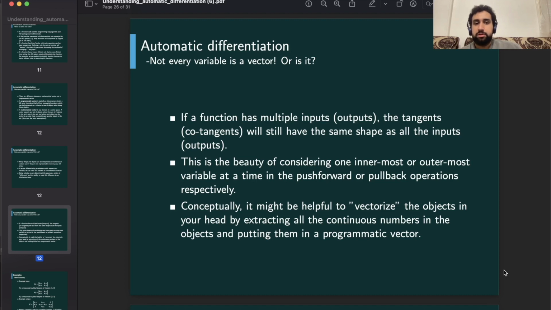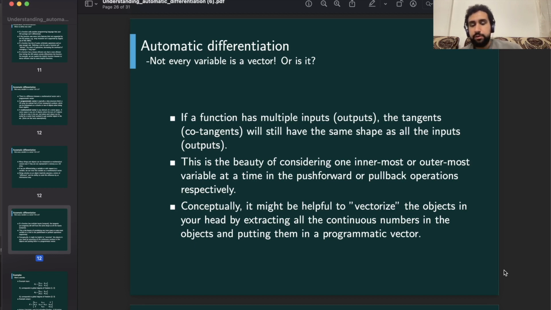And that's the nice convenience that comes out of this one variable at a time viewpoint. If there are, let's say, 4 inputs and each of those inputs is a different type, then that's exactly how the tangent will look, right? It will have 4 elements, and each element is going to have a similar data structure to the corresponding input. Same thing for the cotangent with the outputs.